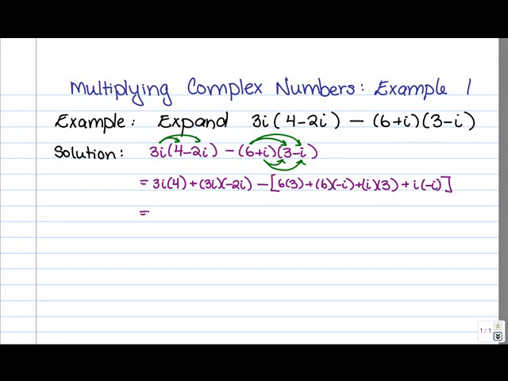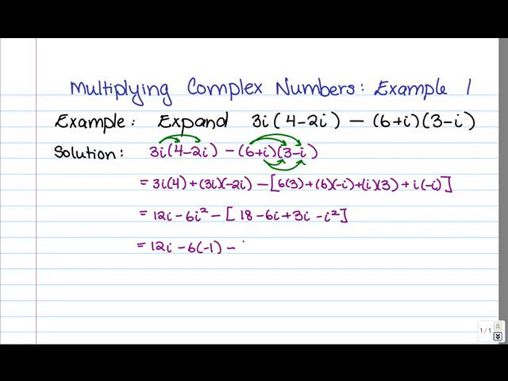So now let's simplify as much as we can. 3i times 4 is 12i. 3i times -2i gives us -6i squared, minus, let's still leave the brackets here and just simplify as much as we can within them. 6 times 3 is 18, 6 times -i is -6i, 3 times i is plus 3i, and i times -i is -i squared. So moving on to our next step, we get 12i minus 6i squared. Remember, i squared is -1.